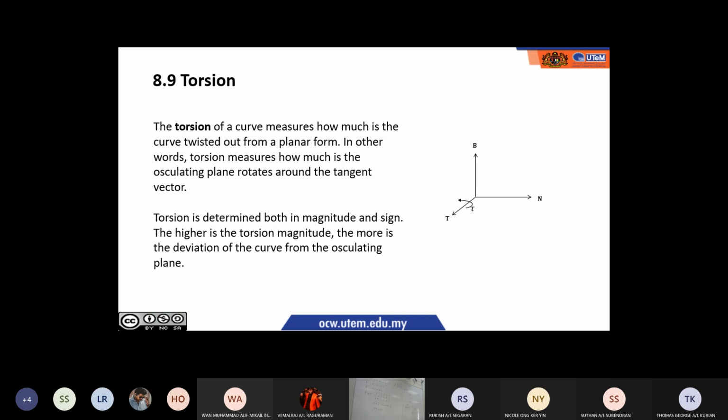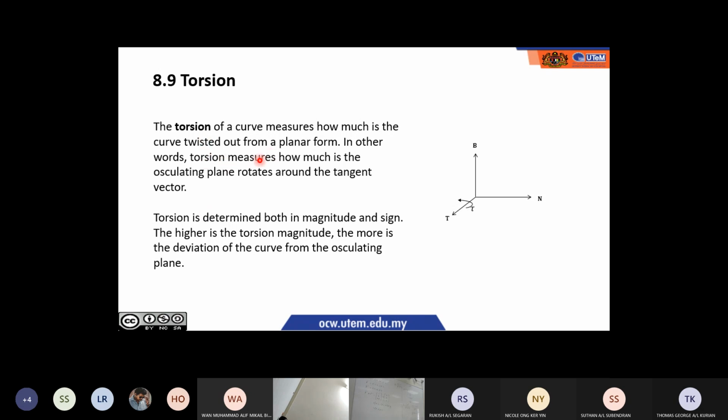Torsion measures how much the curve is twisted out from a planar form. This is what I mentioned just now. When the osculating plane flips, either 90 degrees or 45 degrees or any degree, it will affect the torsion, because the torsion will be different for every degree of the flip of the osculating plane.